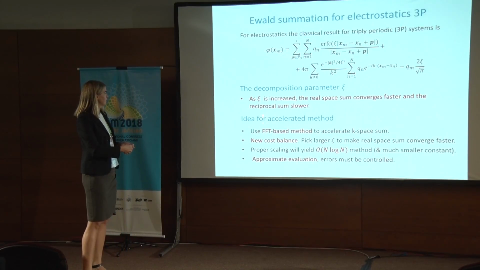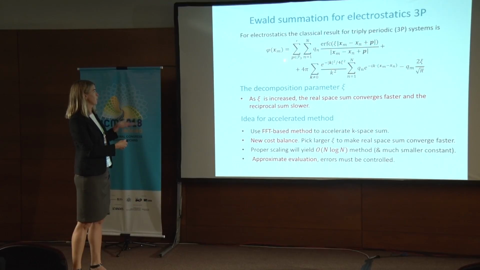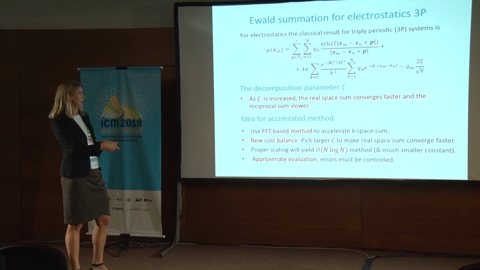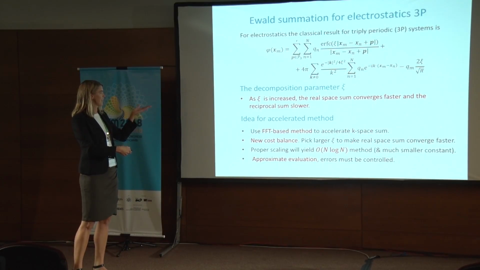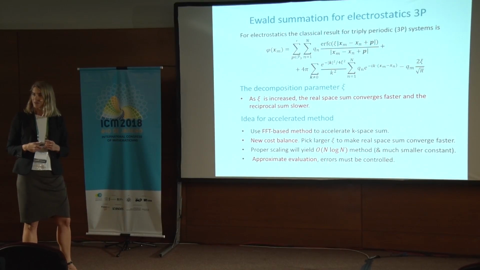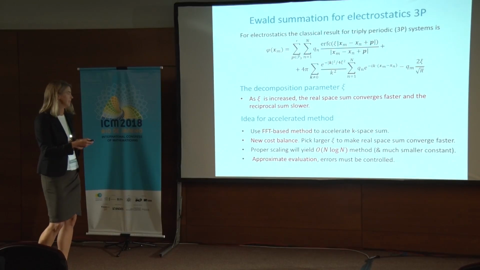But the idea of an accelerated method to compute this faster is to use FFTs to compute this sum. Then you can get the new cost balance, pick a different psi, and in total, if you do it right, you can get your order n log n method. So this is the idea.